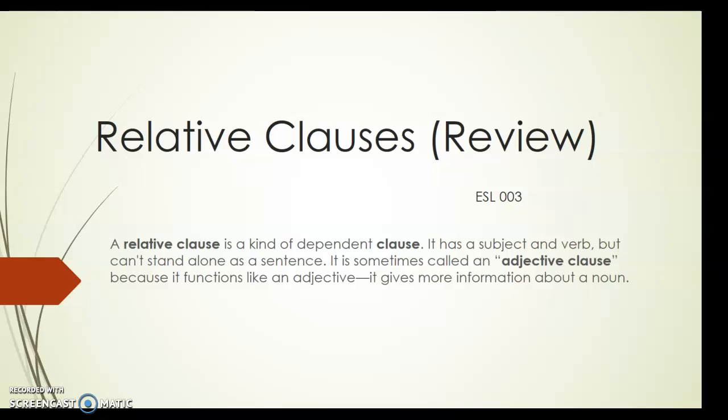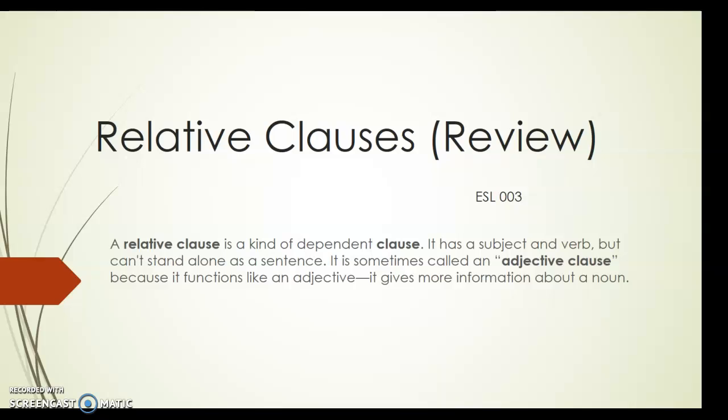Good evening, class. Today we will continue to review relative clauses, which you have been learning and practicing throughout your module this week. Now, we have already gone over dependent and independent clauses, so this is an example of a dependent clause.